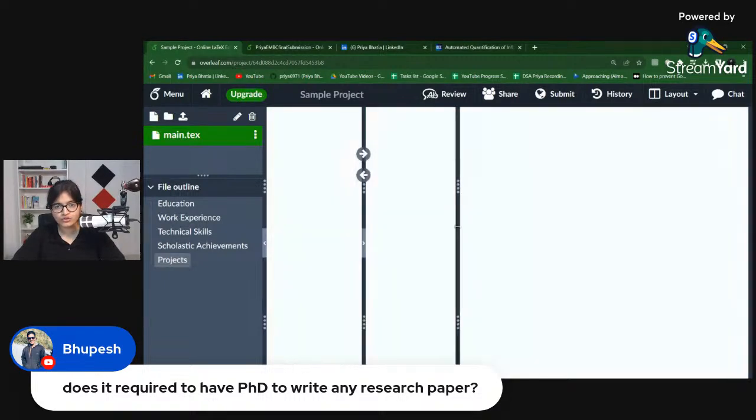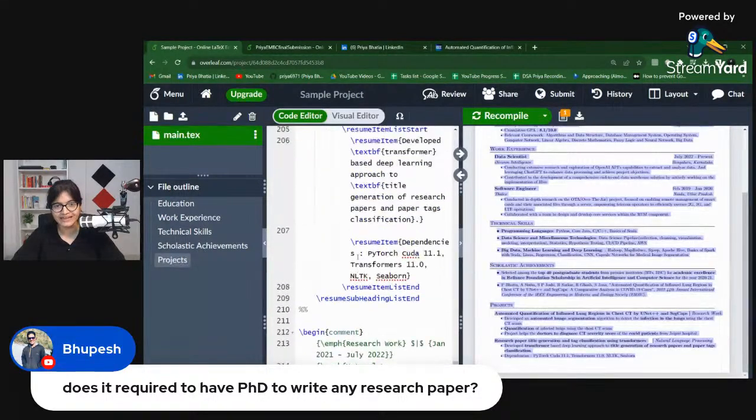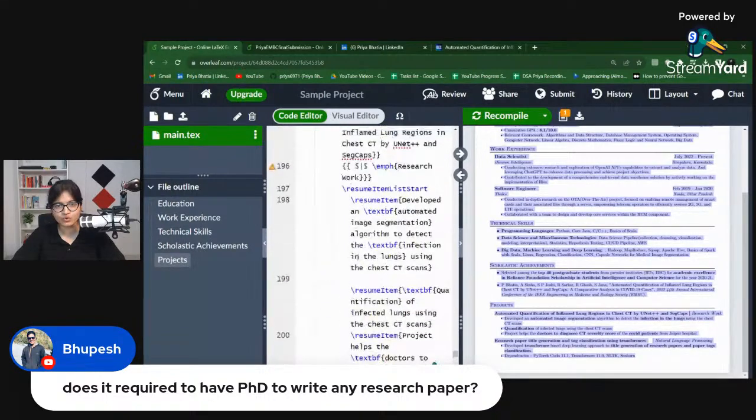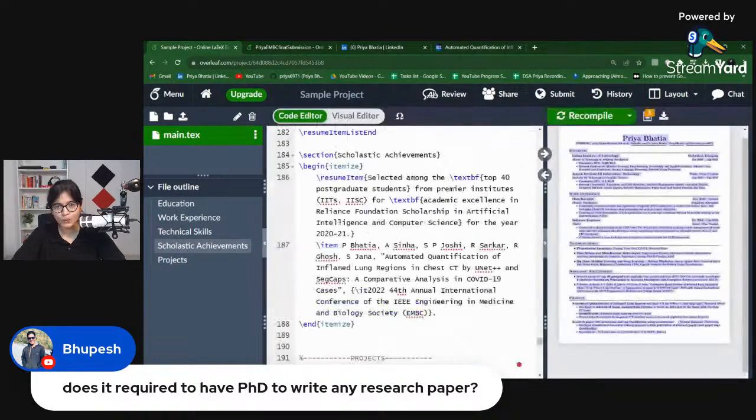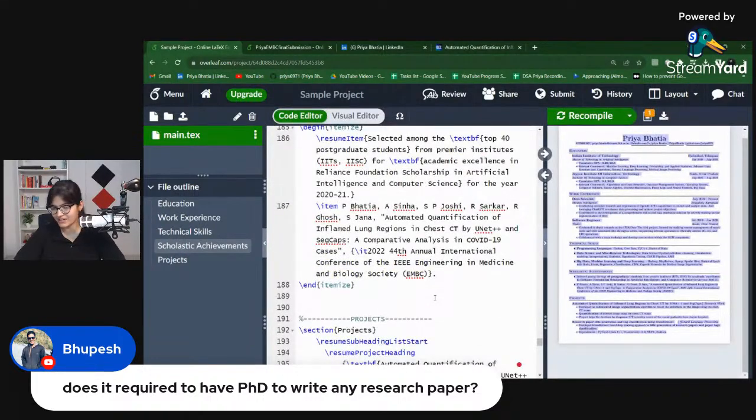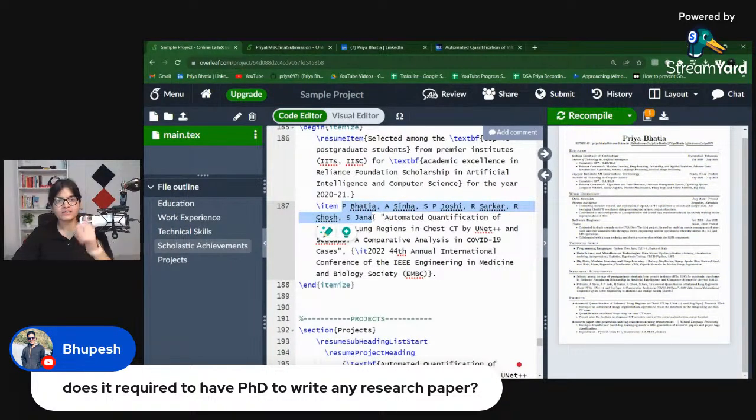Now, how are you supposed to write down any publication? If I go to the scholastic achievements, the basic format to write any publication is that first of all you have to write the author's name. What I have done is the first name is only the capital initial. For example, my name is Priya Bhatia, so the way is P Bhatia. The last name is the full name, and the first name is only one alphabet, the starting one.